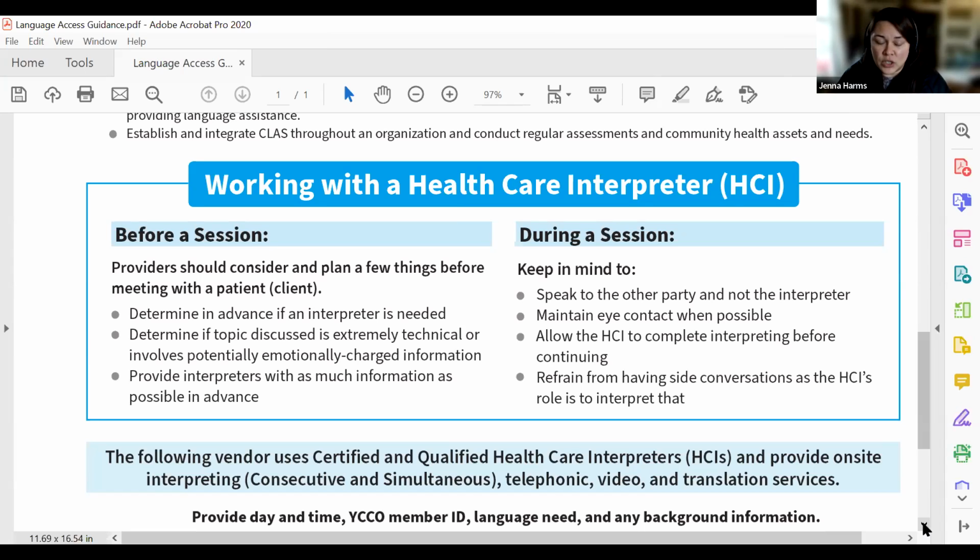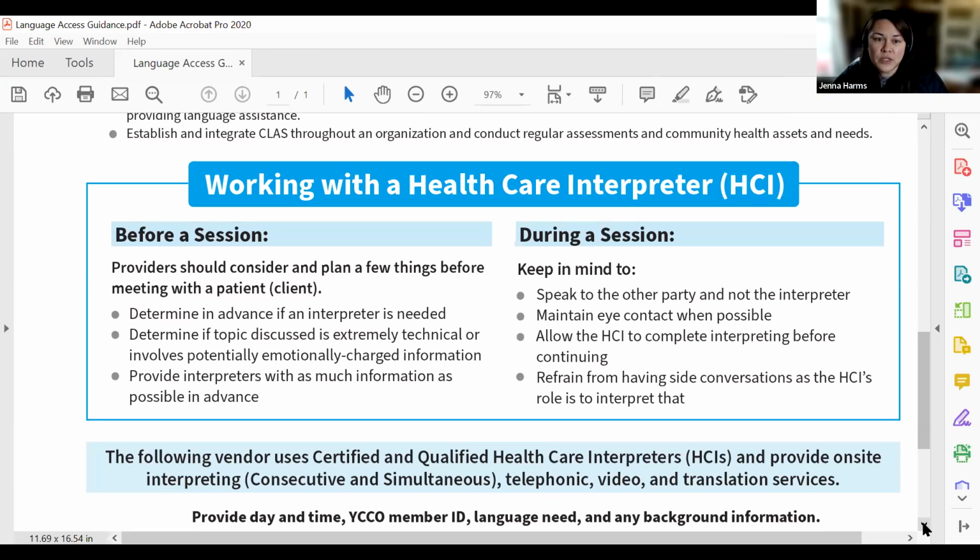During a session, when you're working with an interpreter, keep in mind that you're speaking to the party or the individual that you're working with and not the interpreter. Maintain eye contact when possible. Allow a healthcare interpreter to interpret before continuing, so giving space and time for that, as well as refraining from any side conversations with the healthcare interpreter that aren't directly about that member.